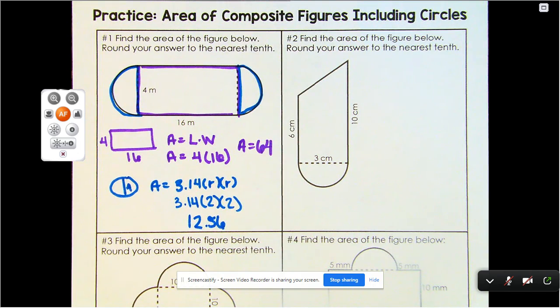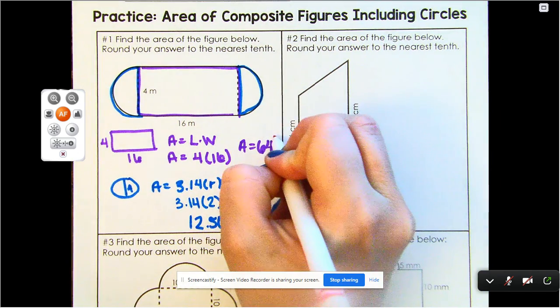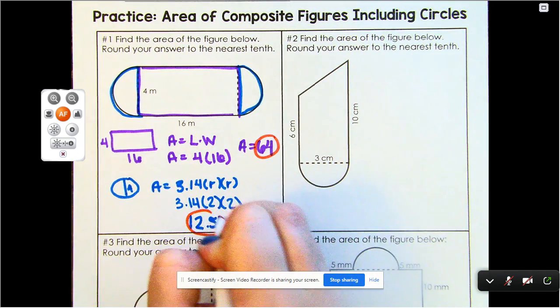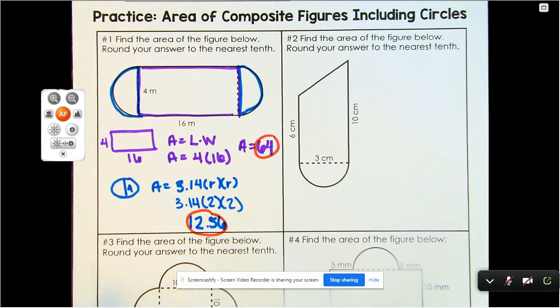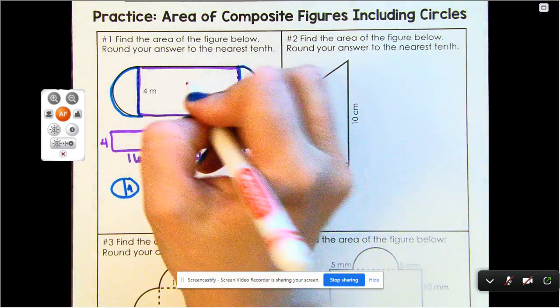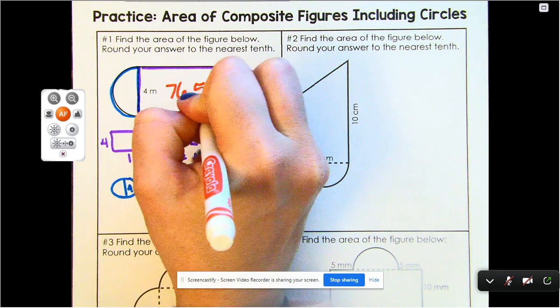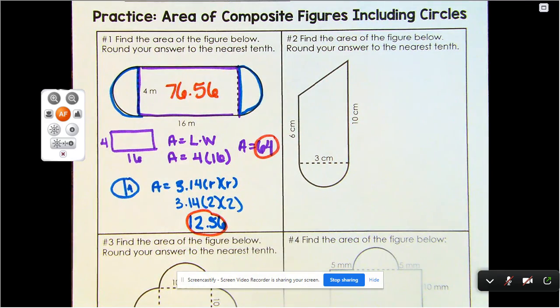And then we need to find the total area of this figure, so I'm going to take 64 and 12.56 and add them together. So 76.56 would be your final answer.